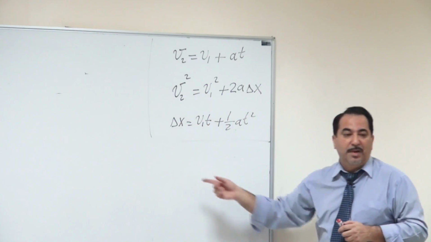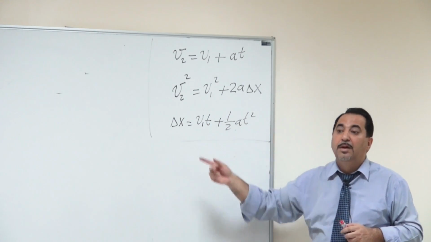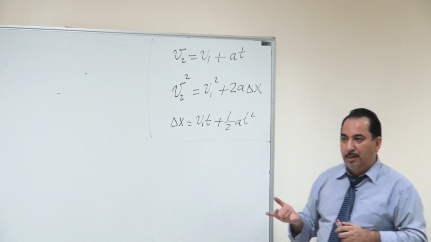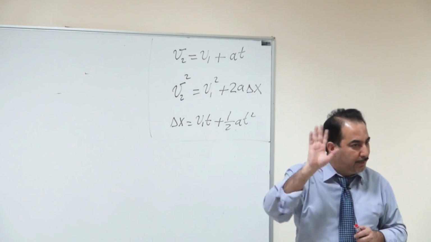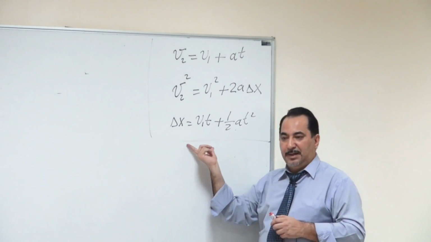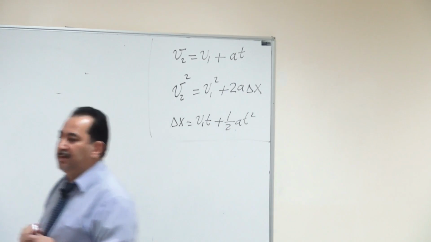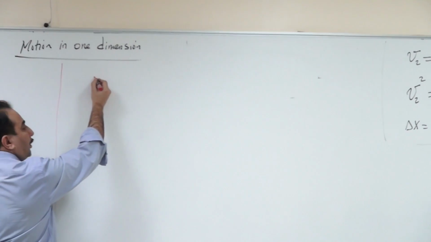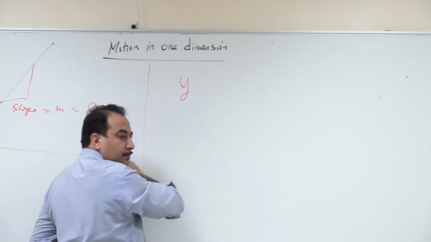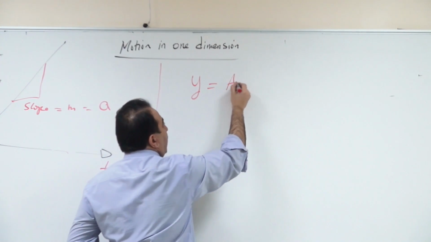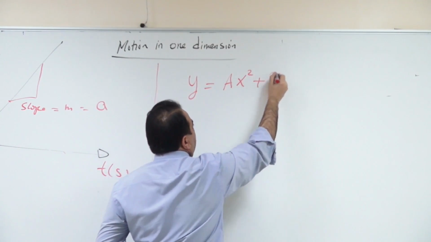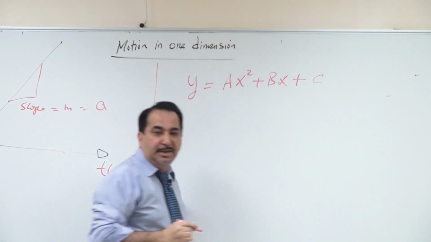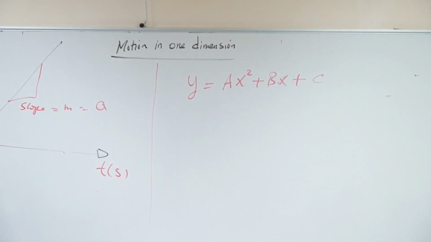What is this function in math? Quadratic, second degree. Or parabola, if you want to draw it. This is a second degree. Now, what is the function in math for a second degree? y equals a x squared plus b x plus c. This is the standard quadratic.